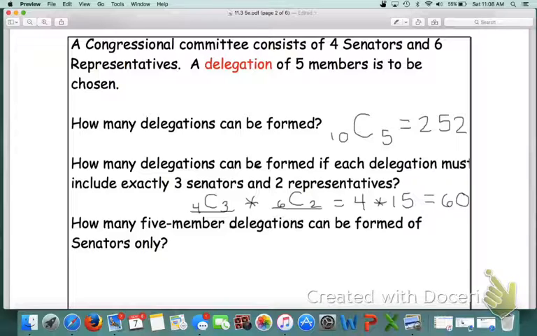The last question on this slide asks us how many 5-member delegations can be formed of senators only. So think about this one. There's only 4 senators, and if we want to construct a 5-member delegation, can we do it? Nope, we can't. Since there's only 4 senators, you cannot select 5.